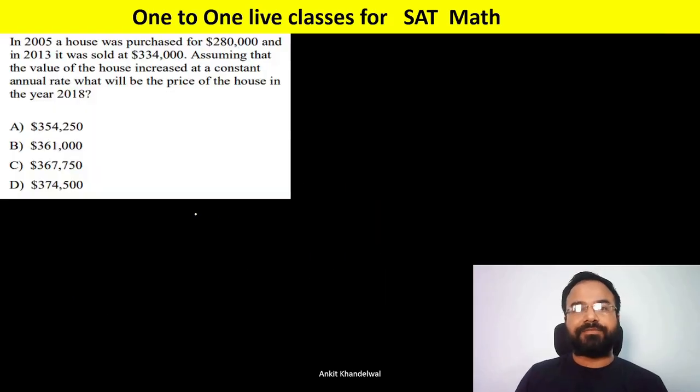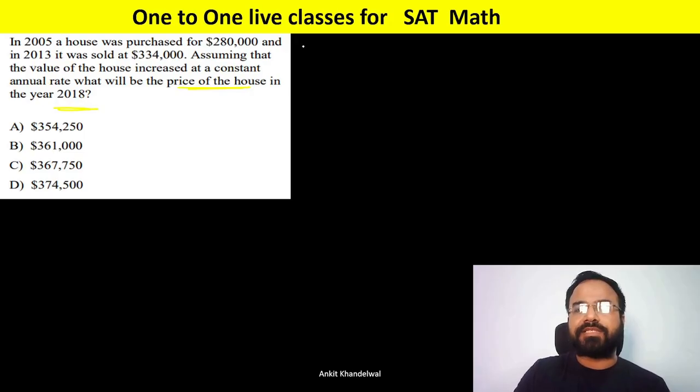Look at this next question. It says, in 2005, a house was purchased for $280,000, and in 2013, it was sold at $334,000. Assuming that the value of the house increased at a constant annual rate. Constant annual rate means it is again a linear model. What will be the price of the house in year 2018?